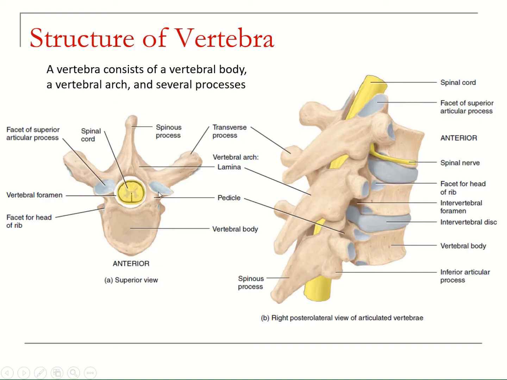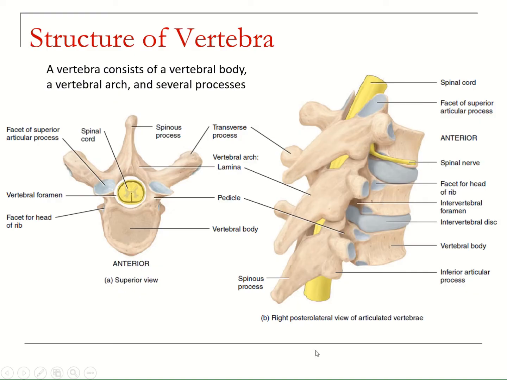And the arch has 7 different processes, and these processes extend from the arch. So we have 2 transverse processes that extend laterally. We have a spinous process that extends dorsally or posteriorly. And we have 2 superior articular processes. And we have 2 inferior articular processes, not seen, but they're at the back area. Okay, so we have 7 processes all in all. 1, 2, 3, 4, 5, and then 2 inferior articular processes at the back.